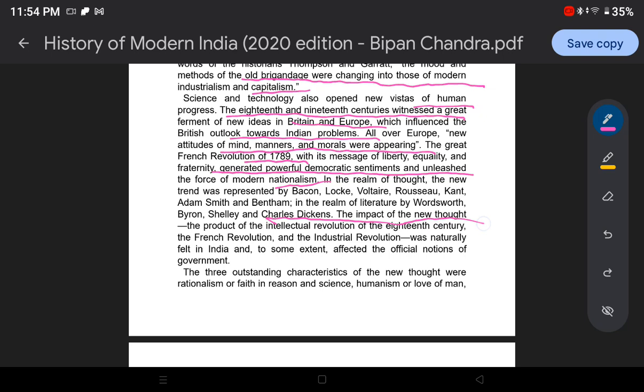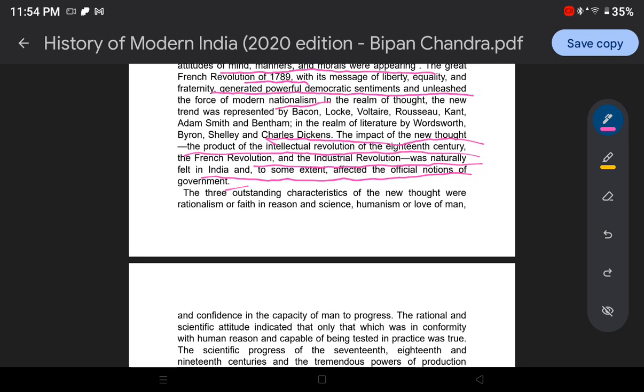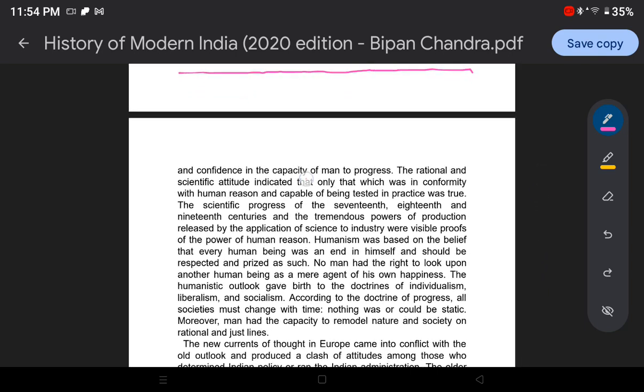The impact of the new thought, the product of the intellectual revolution of the 18th century, the French Revolution and the Industrial Revolution, was naturally felt in India and to some extent affected the official notions of government. The three outstanding characteristics of the new thought were rationalism or faith in reason and science, humanism or love of man, and confidence in the capacity of man to progress. The rational and scientific attitude indicated that only that which was in conformity with human reason and capable of being tested in practice was true.